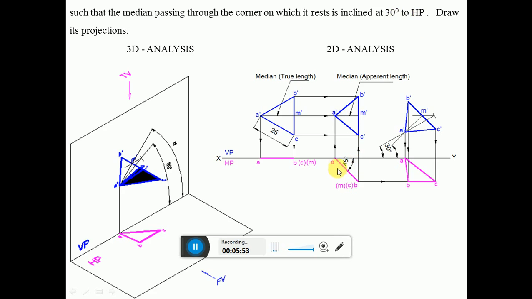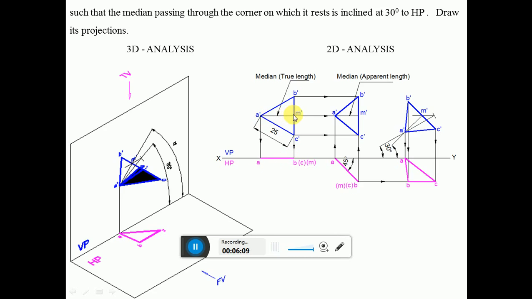So now you are getting here A dash M dash parallel to HP, so I am getting the true length here. What is the true length? AM is the one which is in true length. So that AM is also equivalent to this AM, which is parallel to VP. So I am getting this length here.